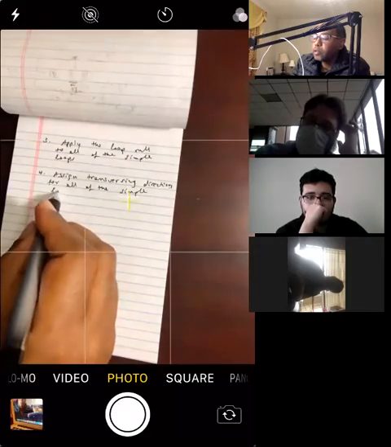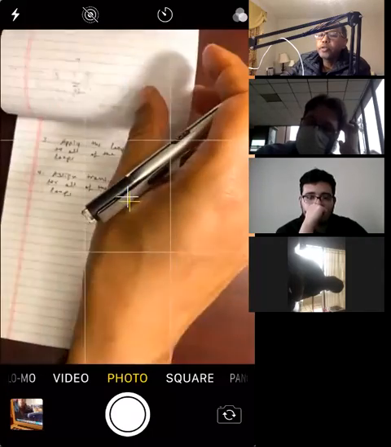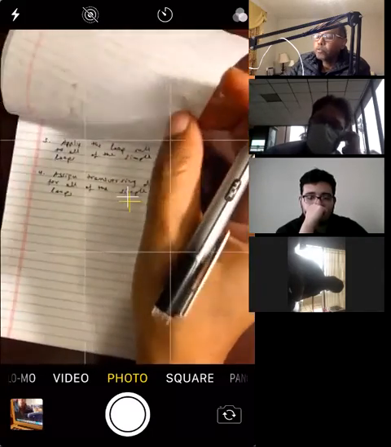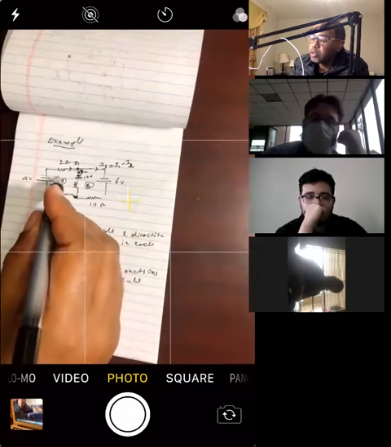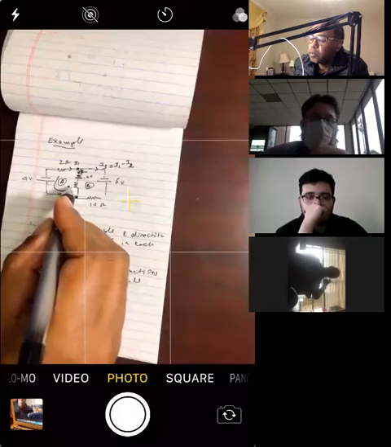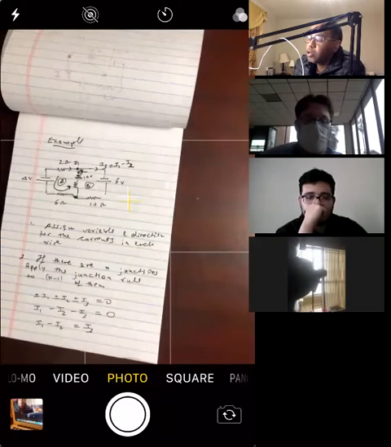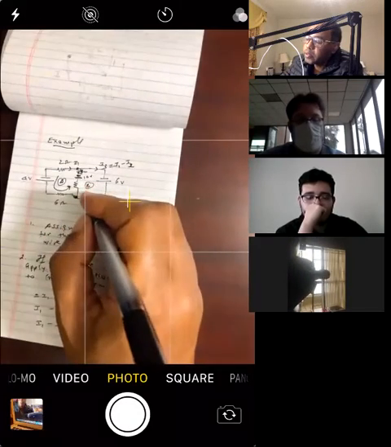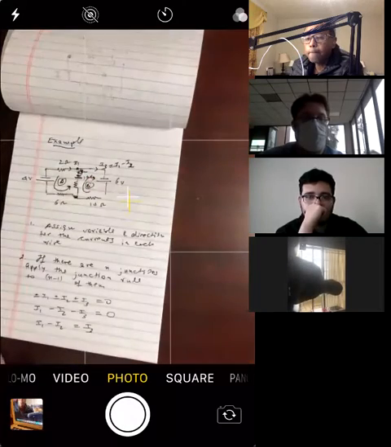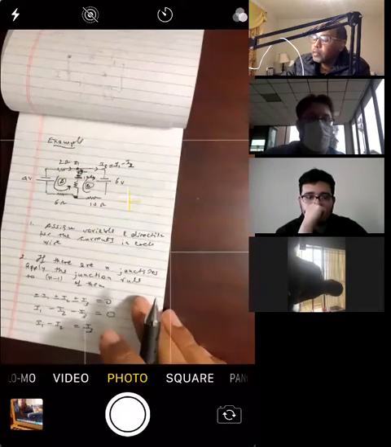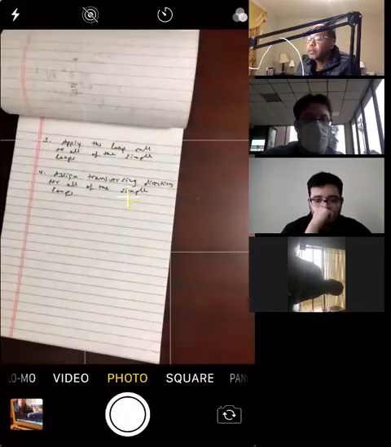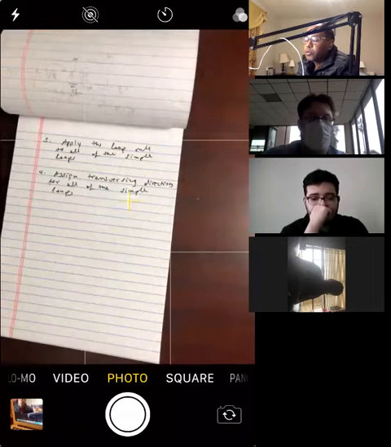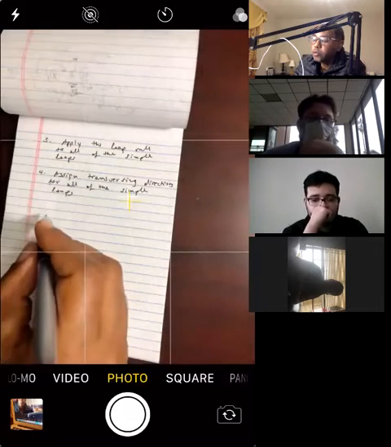Okay, so I have 2 simple loops over here. I'm going to assign traversing directions. It doesn't matter which way, but I need to choose. Let's say I decided to go counterclockwise over here. Maybe I decide to go clockwise over here. Now we're going to apply the loop rule to loop A and loop B. So let's start with loop A.